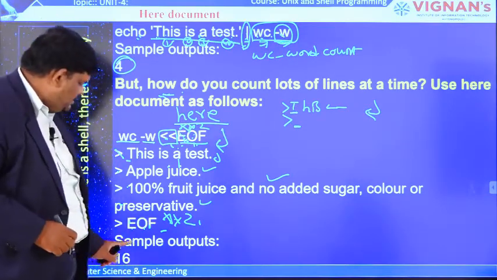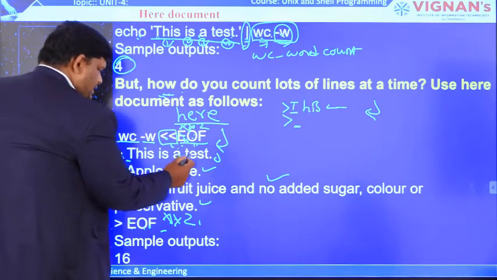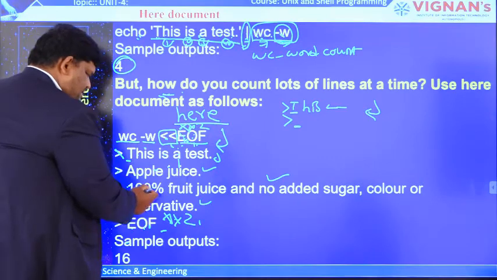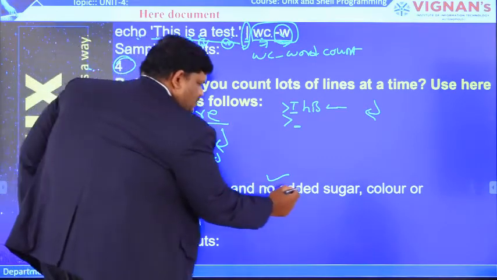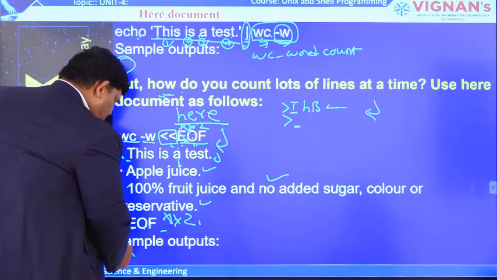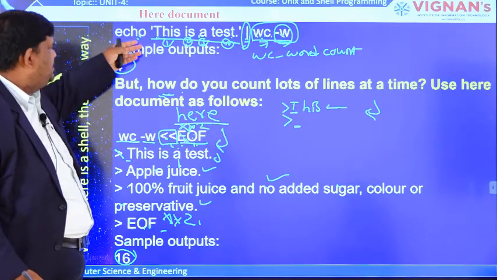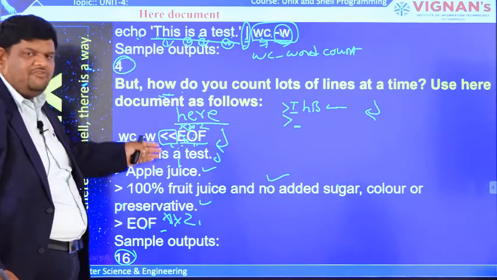Let us consider the output is 16. That means it counts 1, 2, 3, 4, 5, 6, 7, 8, 9, 10, 11, 12, 13, 14, 15 and 16. So the total number of words is 16. So we saw in this example, without a here document, and what is the role of the here document.